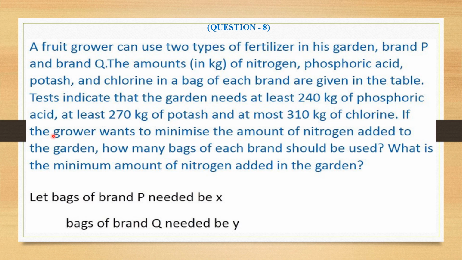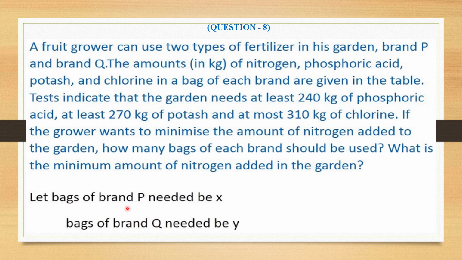If the fruit grower wants to minimize the amount of nitrogen added to the garden, just as vitamin A was there in problem number 1 of the miscellaneous exercise, you are minimizing the amount of nitrogen. There is no at least or at most condition given for nitrogen, so it will be the objective function. How many bags of each brand should be used? What is the minimum amount of nitrogen added to the garden? I think the problem is very clear to you.